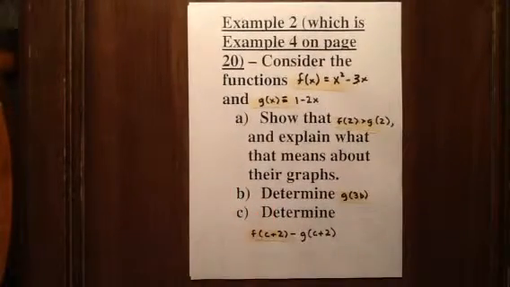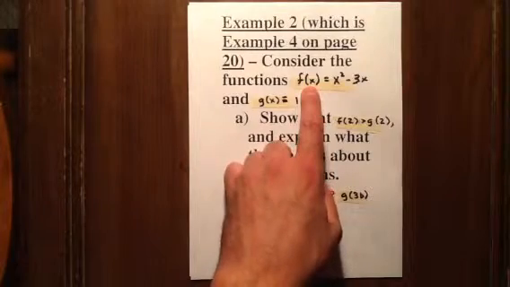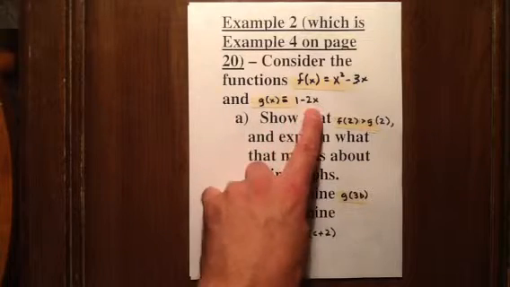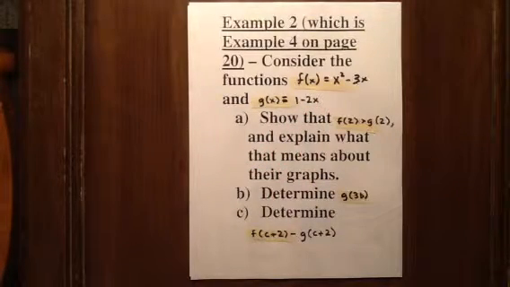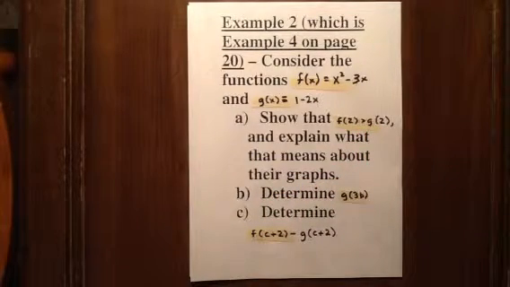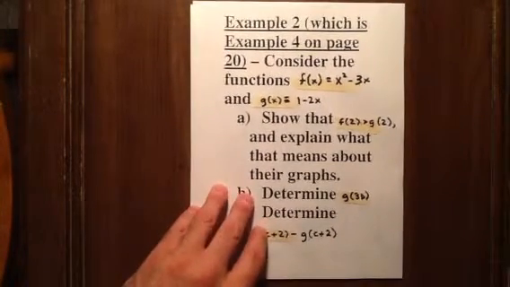Now, for this next one, instead of having the function, in other words, the set of ordered pairs, given to us in terms of a graph, we have it given to us in terms of a polynomial. So we're going to imagine that two functions are given to us. f at x equals x squared minus 3x, and g at x equals 1 minus 2x. And what they want us to do is show that f at 2 is greater than g at 2, and explain what that means about their graphs. And then it wants us to determine g at 3b, and it wants us to also determine f at c plus 2 minus g at c plus 2. Okay, so let's take a look at how we'll do that.